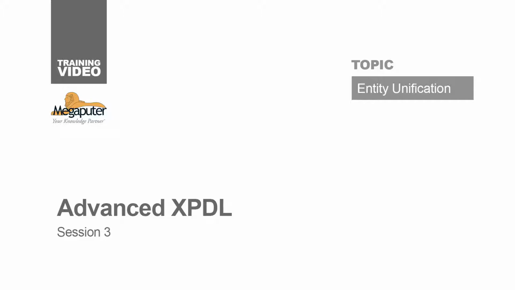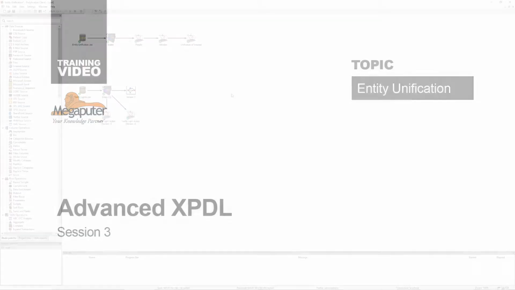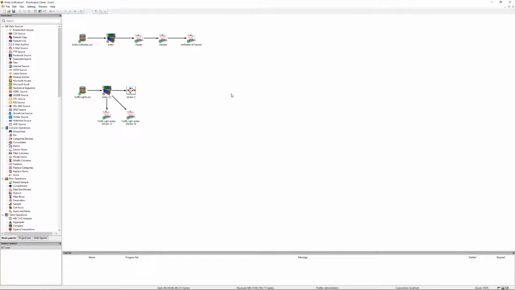So we wanted to go over two examples of some advanced XPDL functionality, beyond just how you perform XPDL. Here's a little more discussion on what you can call best practices. One of them is called entity unification. This is a particular type of problem that we might face in our text.